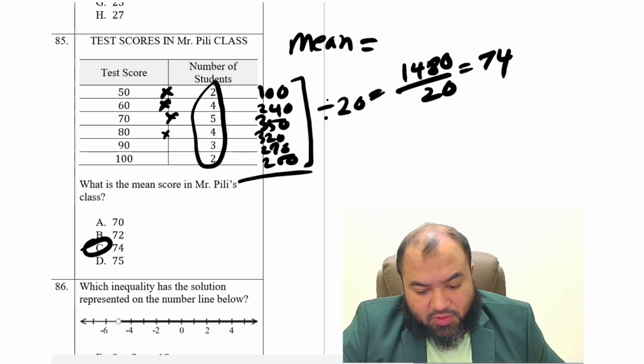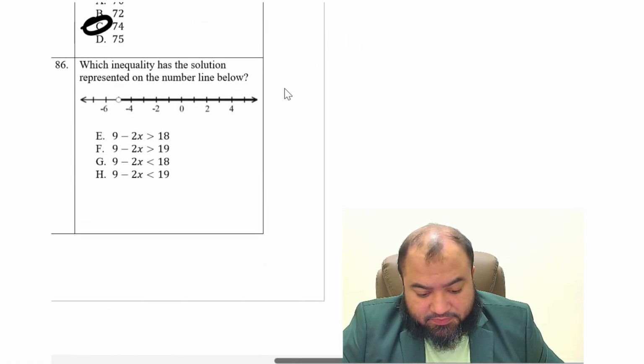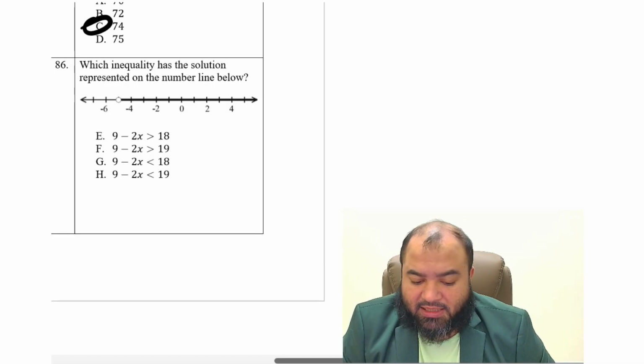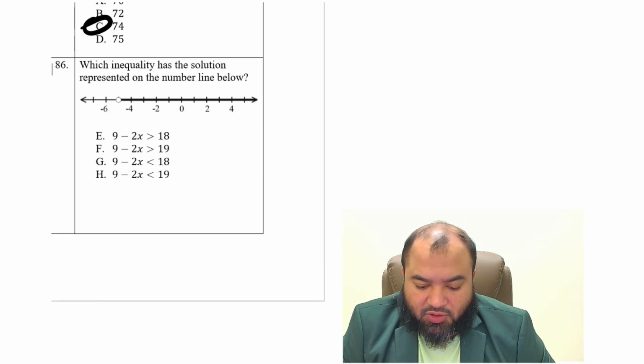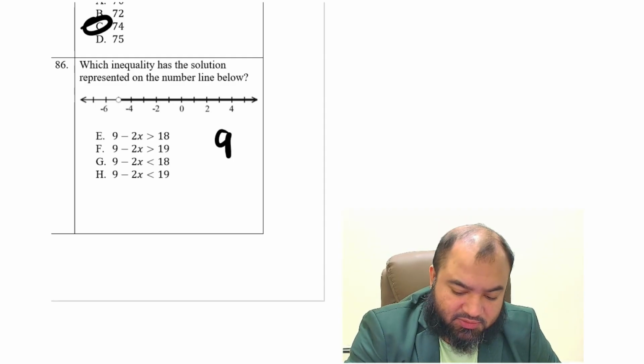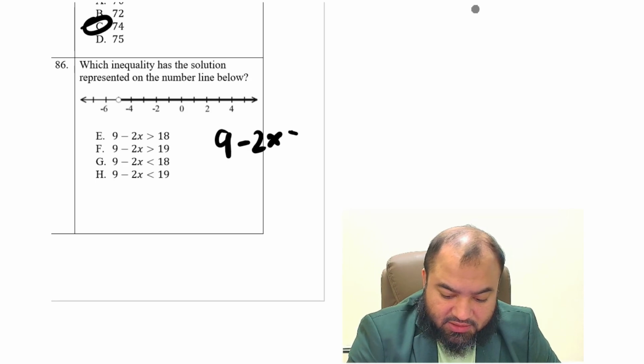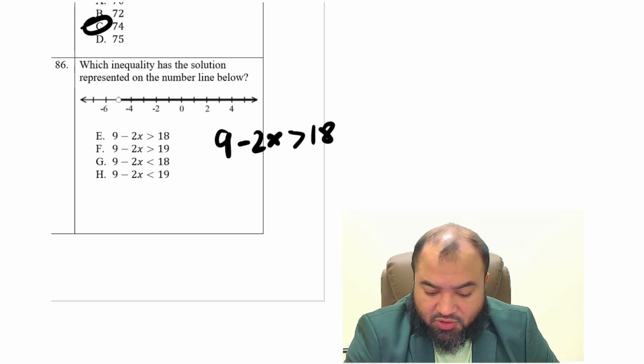Now let's do 86. Okay, so 86, which inequality has the solution represented on the number line below? So we did inequality like this before. Remember the one flipping the inequality one? So which one is this? So we can solve them quickly so you can learn as well.